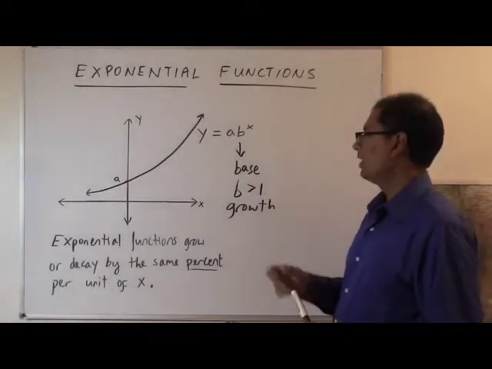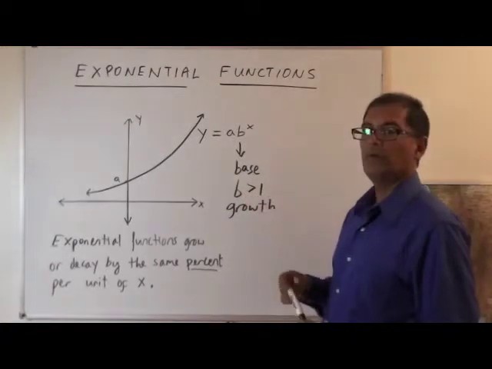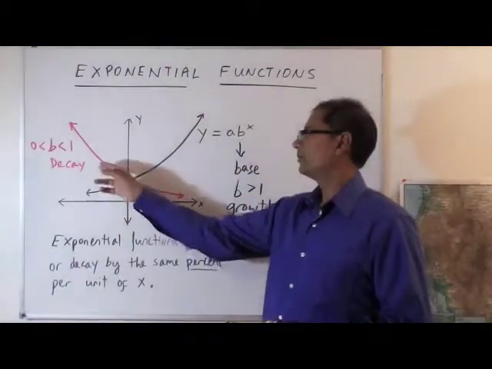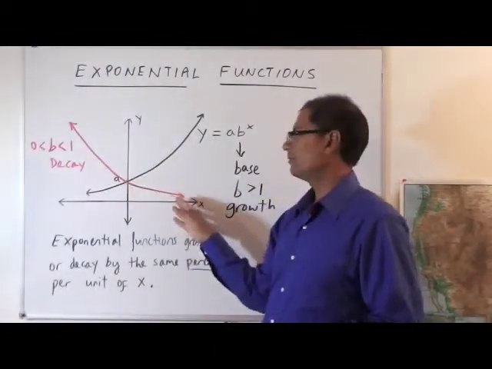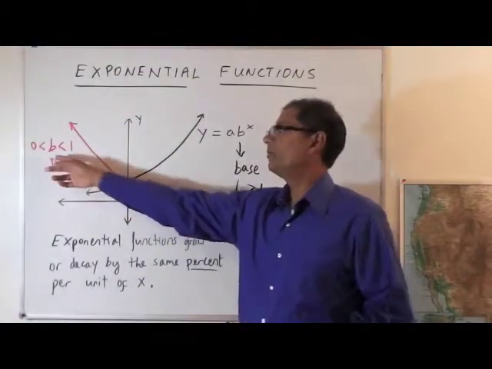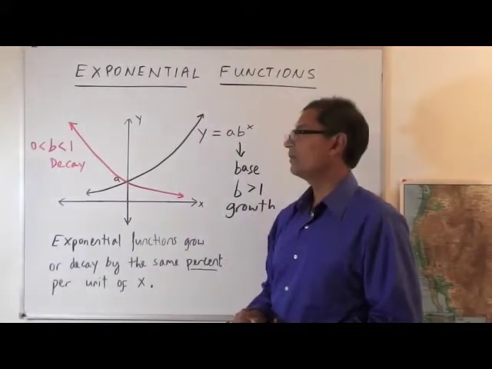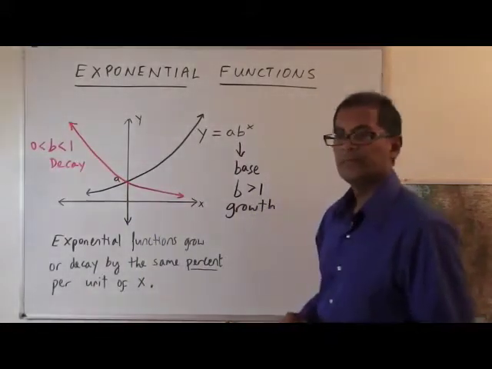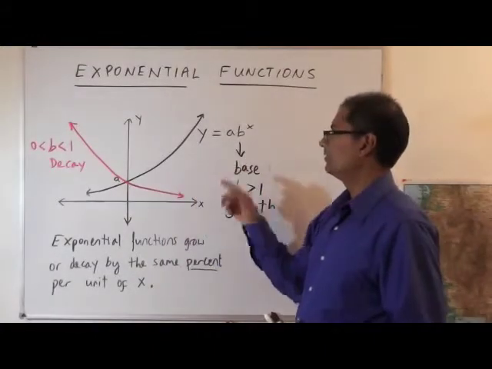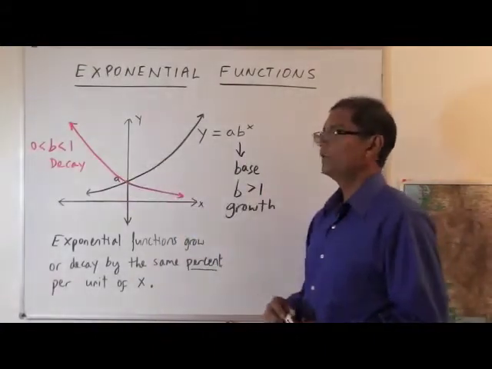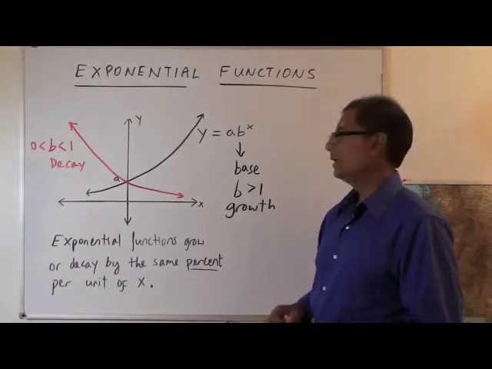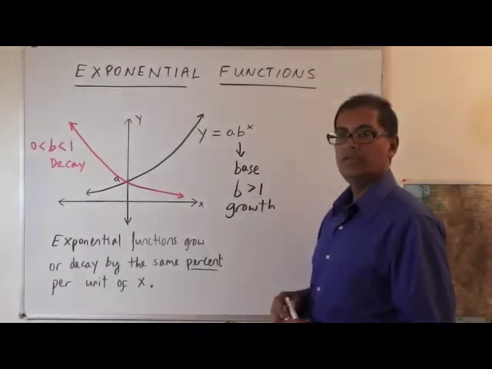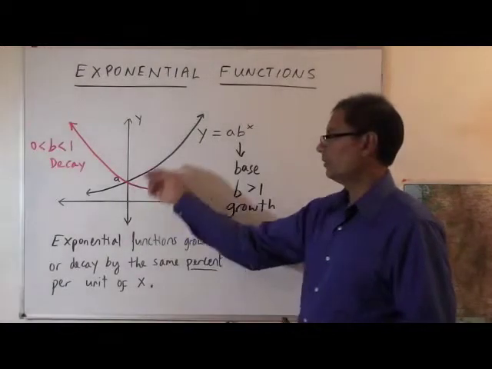Now, if you have b between 0 and 1, you have exponential decay. So decay means it's coming down from left to right. And this is for our base that's between 0 and 1, a fractional base. So b bigger than 1 is growth, b between 0 and 1 is decay. And if we're looking at growth, the bigger b is, the more steep your growth.